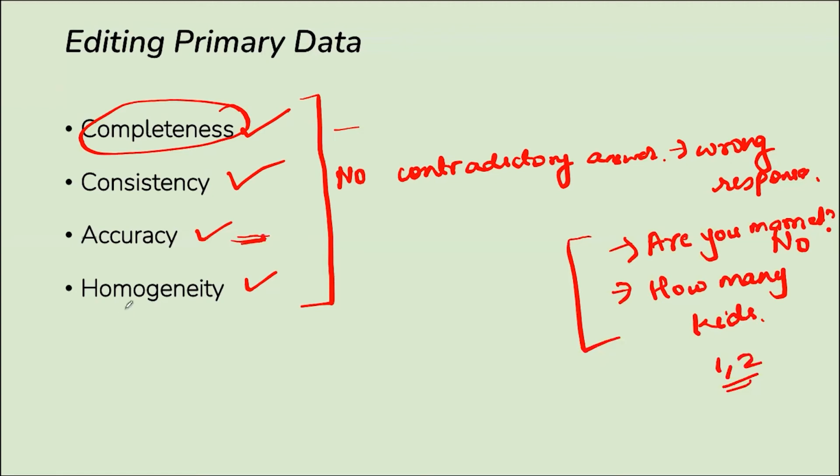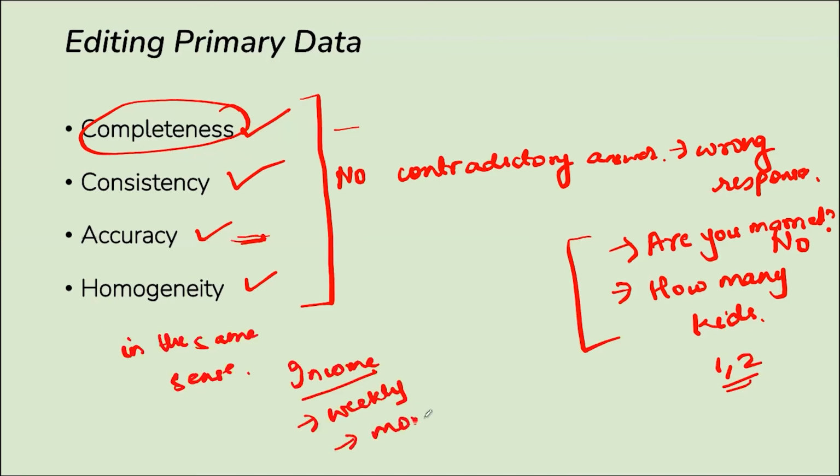Then fourth is homogeneity. What do you mean by homogeneity? Homogeneity means all the questions should be understood in the same sense by all the respondents. For example, if you are asking about the respondent's income, then it would be wrong if some respondents give their weekly income, some report their monthly income, or some report their yearly income. So it should be very clear which type of income is being referred to, whether it is weekly, monthly, or yearly income.